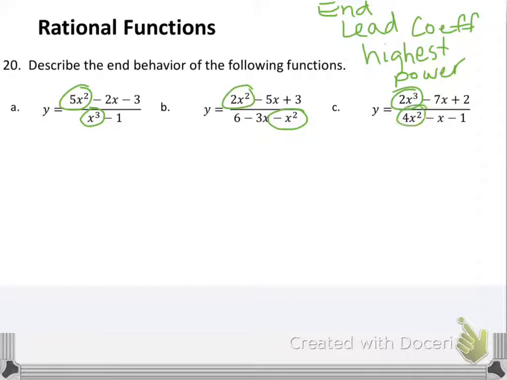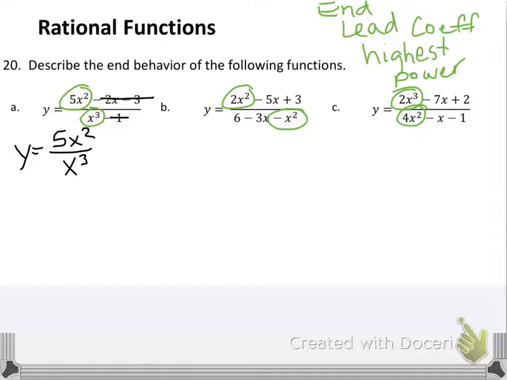So first, identify the lead coefficient in both the numerator and the denominator. What I'm going to do is rewrite my equation so I'm only focusing on that lead term. So this first equation becomes y equals 5x squared over x cubed. The reason we're doing this is because we're eventually going to plug infinity in for x. If I'm comparing x squared to x, infinity squared is going to be so much larger, so much more powerful than just regular infinity, that we just disregard everything else. So we're focusing exclusively on the lead coefficient.